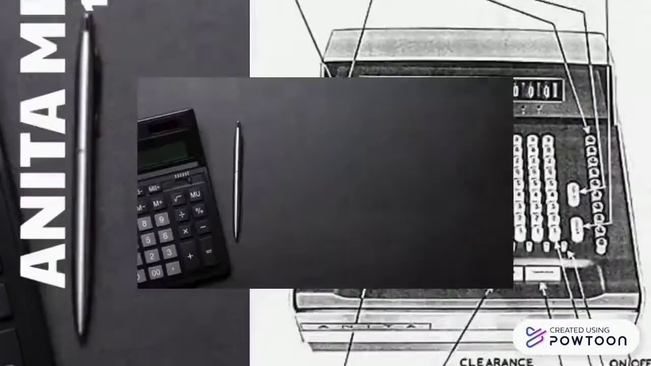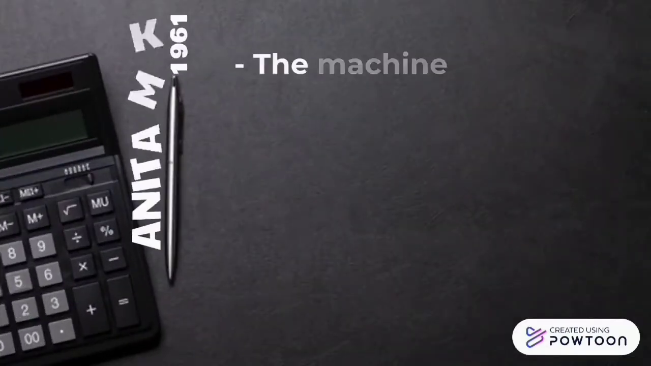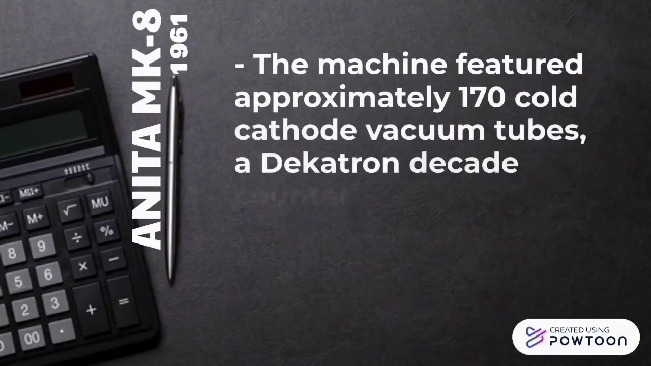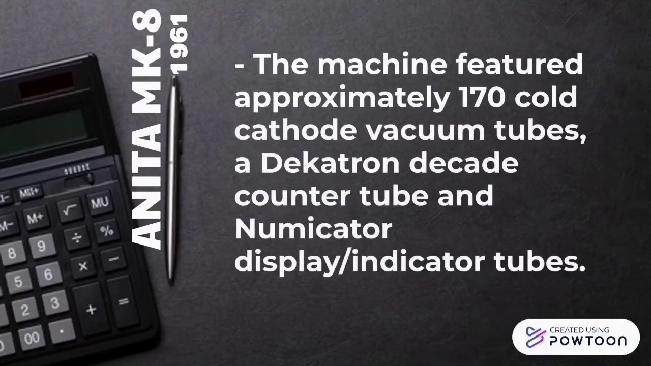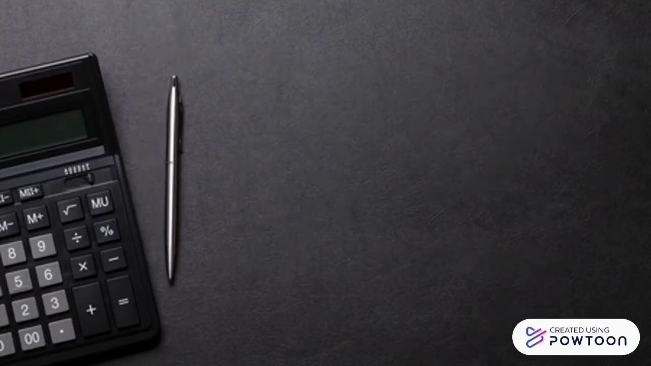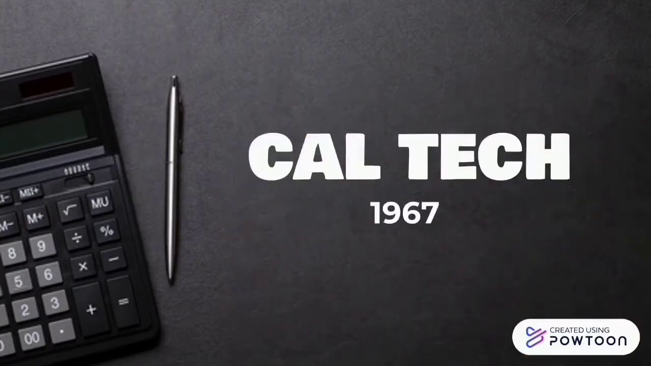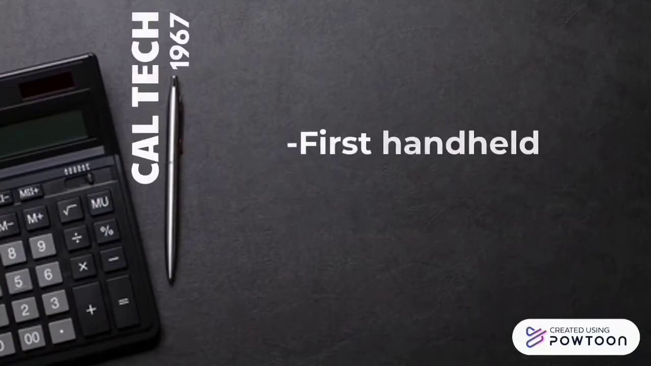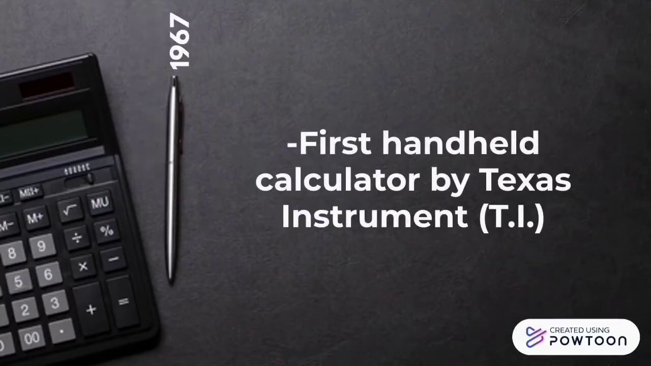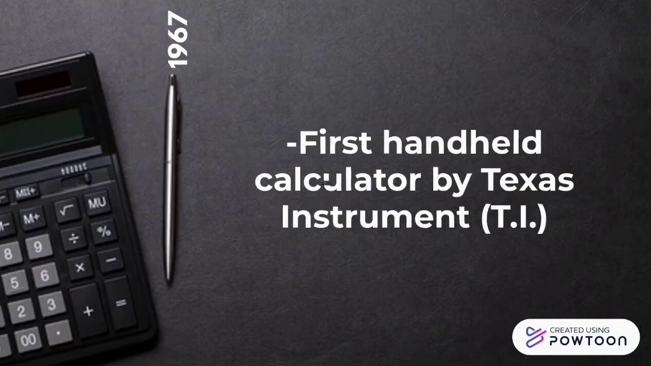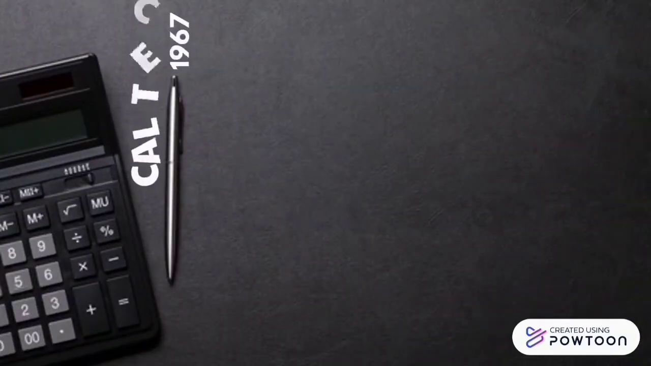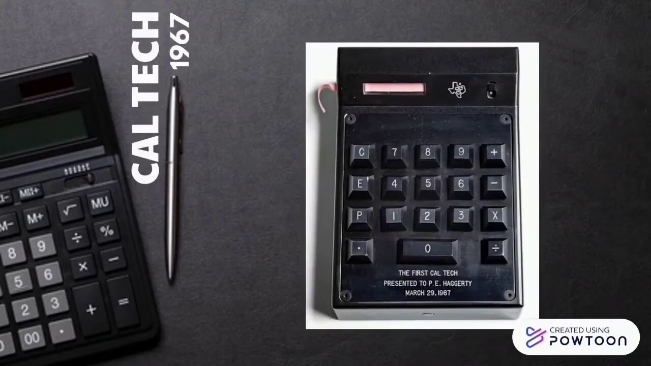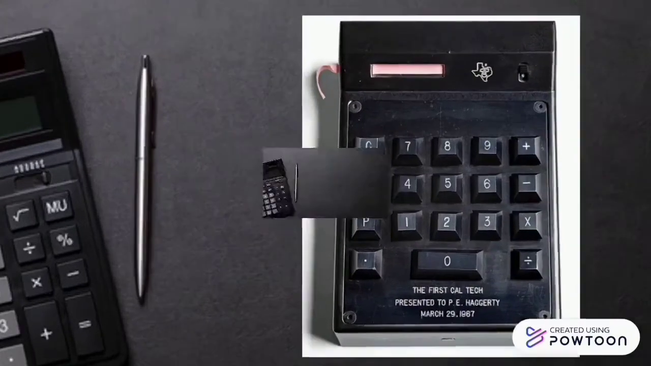The machine featured approximately 170 cold cathode vacuum tubes, a Decatron decade counter tube, and numerator display or indicator tubes. This prototype handheld electronic calculator was built in the Semiconductor Research and Development Laboratory at Texas Instruments in Dallas, Texas, by a team led by Jack Kilby, co-inventor of the integrated circuit.